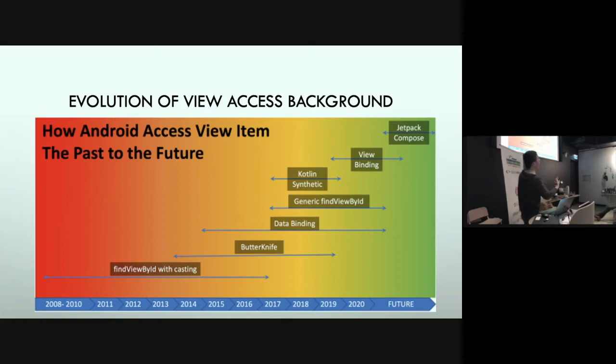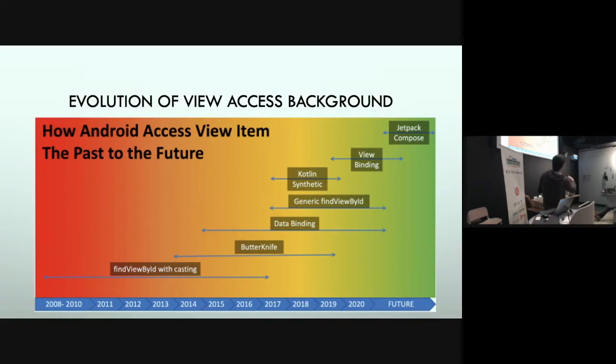Then Google came out with something called Data Binding. Not very popular, not very good. But anyway, they improved findViewById. Instead of casting, they improved it a little bit. They should have done it in the early days, but they did it later. Then Kotlin. This is the days of Kotlin. Everybody just loved Kotlin synthetic. You just type the ID name and you get the view. You don't even need findViewById. But there were some problems with synthetic, so they introduced something called view binding. So all these are good.